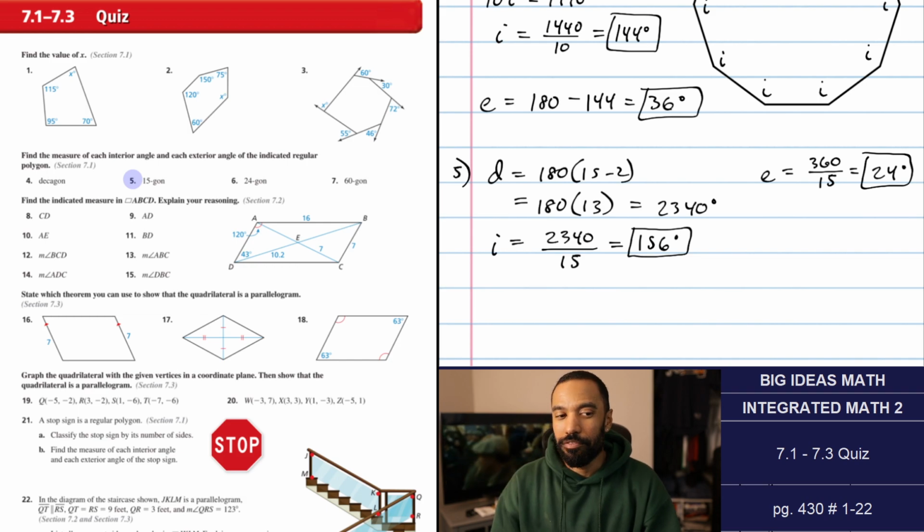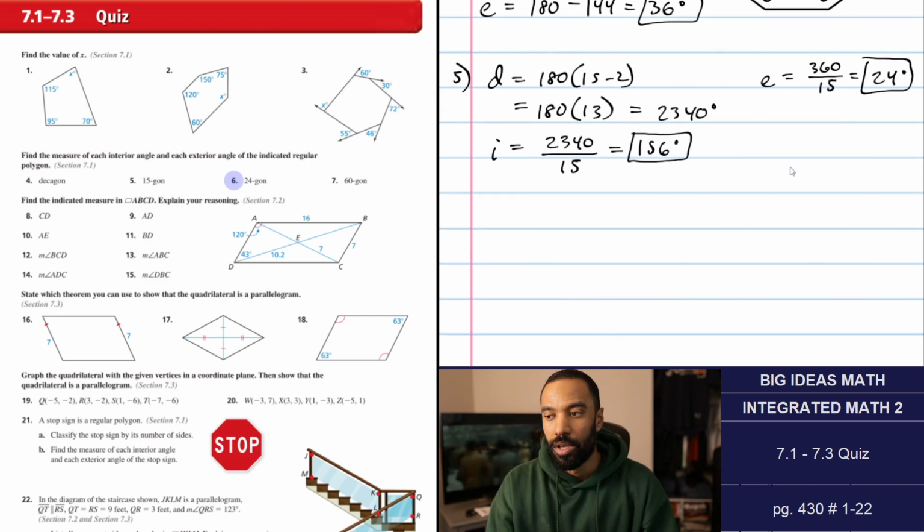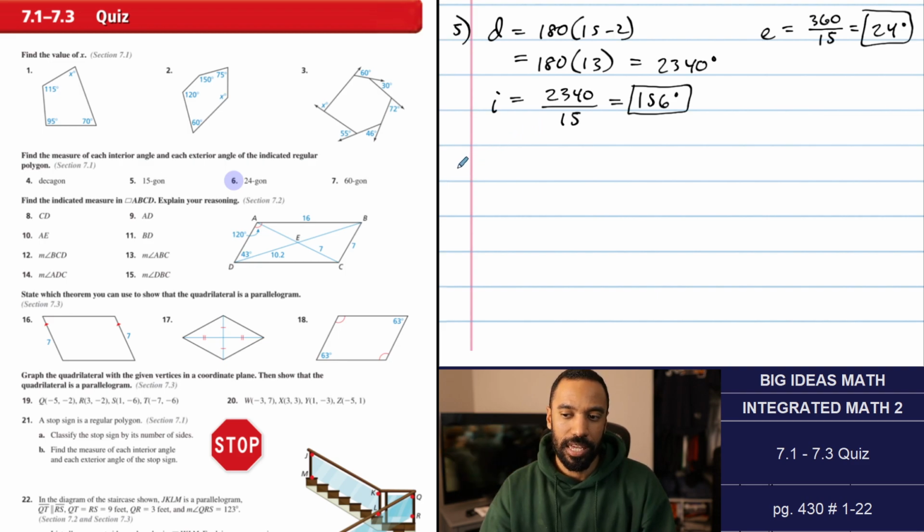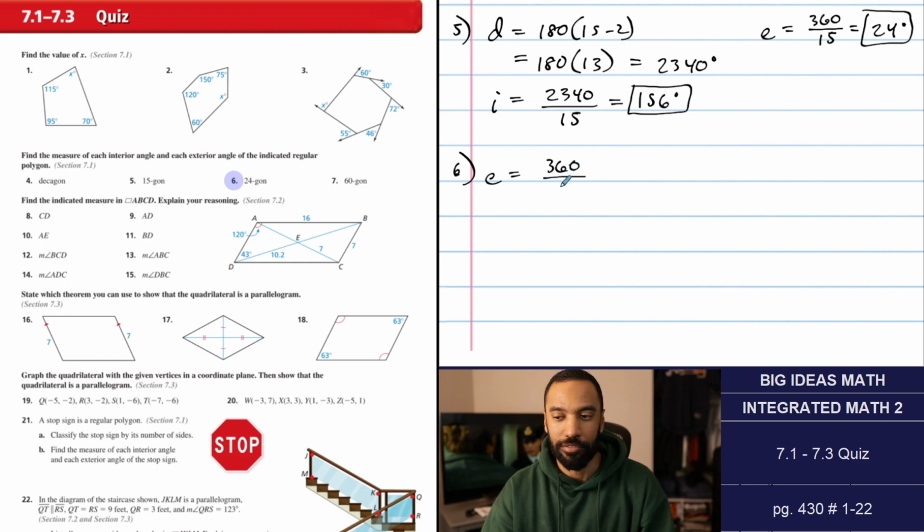Now, for numbers 6 and 7, I'm going to go even more quickly. If you guys agree that the exterior angle measure for these circumstances is significantly easier to find than the interior angle measure because the sum is always 360 degrees. Straight up, if we could find the exterior angle measure first, do 360 divided by, this is a 24 gon, so we'll divide by 24. Well, 360 over 15 is 24, and 360 over 24 is 15, so that's one I know straight up.